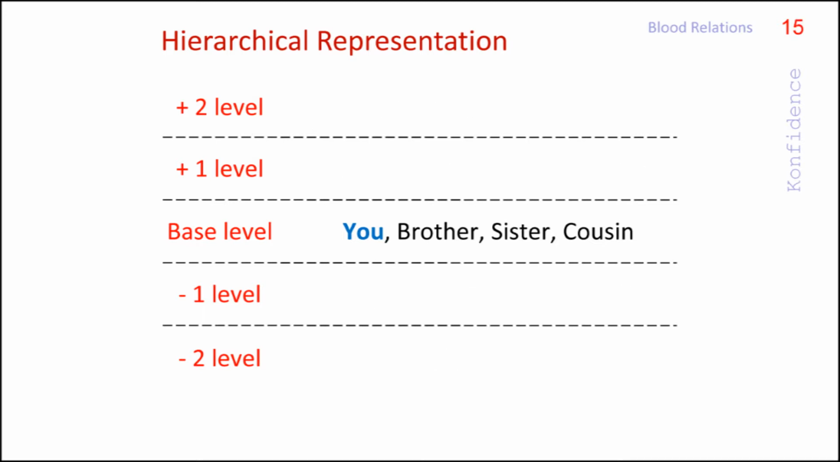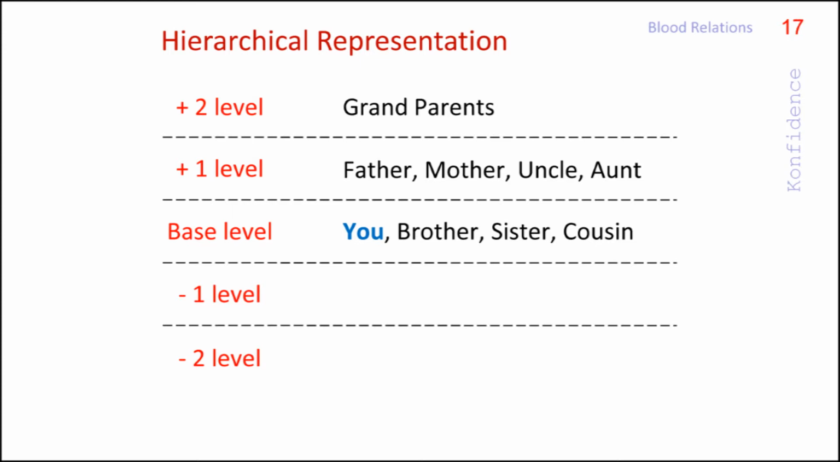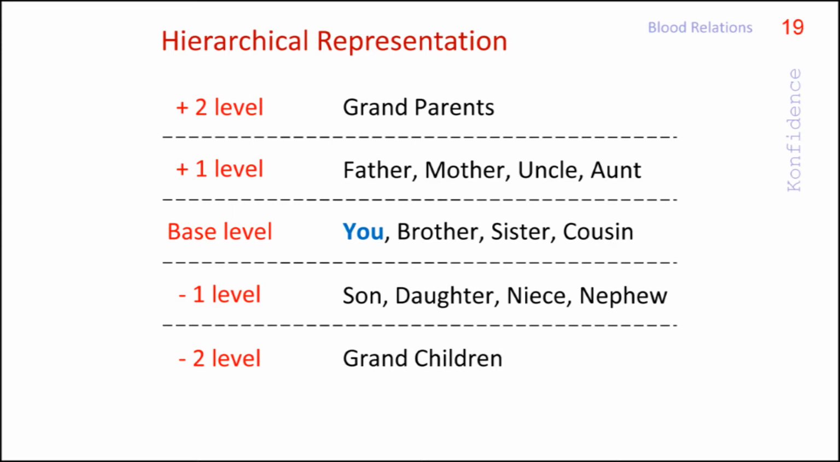At your same level, or the level of the person under consideration, we will have the brothers, sisters, and cousins. We will place the parents, uncles, and aunts at a level higher, while we shall place the grandparents at a level even above them. Your children and the children of your siblings, that is brothers or sisters, will be placed a level below. And their children or your grandchildren will be two levels below.